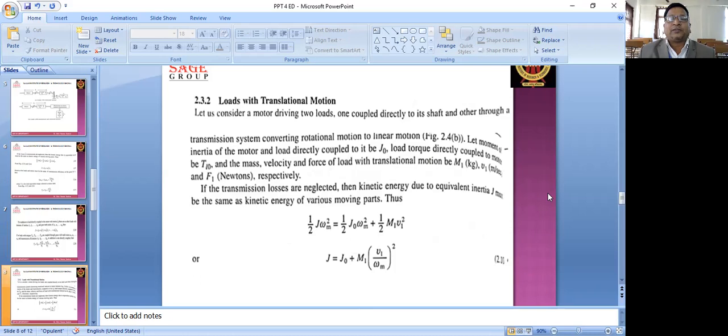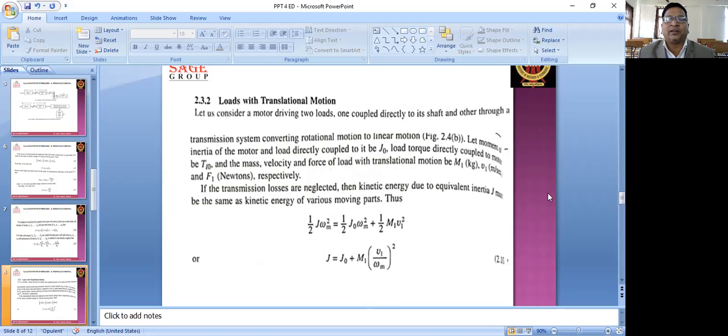The second part is rotational and translational motion. Let us consider a motor driving two loads, one coupled directly to the shaft and the other through a transmission system converting rotational motion to linear motion. Let the moment of inertia of the motor load directly coupled be J0 and torque TL0, and the mass, velocity and force of the load with translational motion be m1 kg, V1 meter per second and F1 Newton respectively.